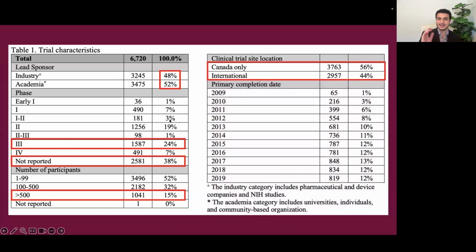And lastly, as I mentioned previously, we included all trials that were completed prior to 2019. So we just set out to determine what percentage of papers were completed by what year. And as you'll see, that number is gradually increasing and somewhat stable, giving us an accurate, equal representation.